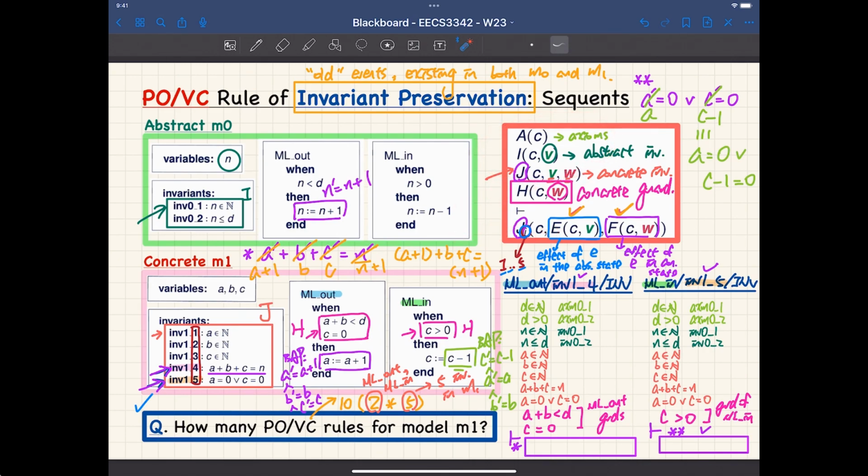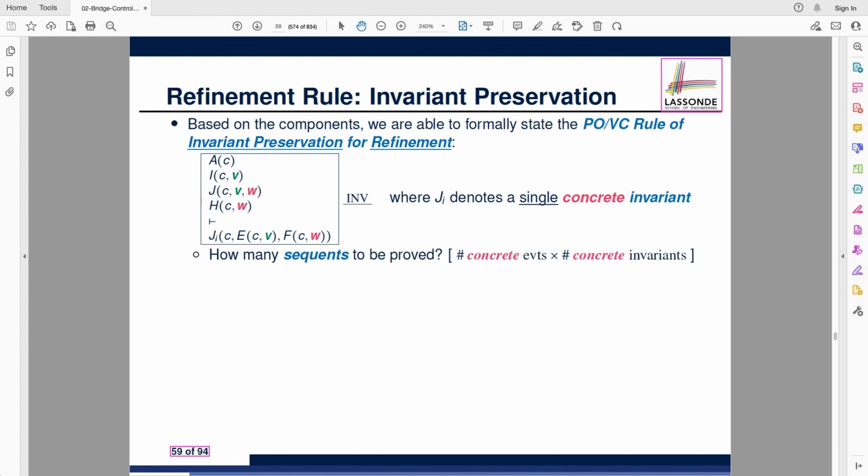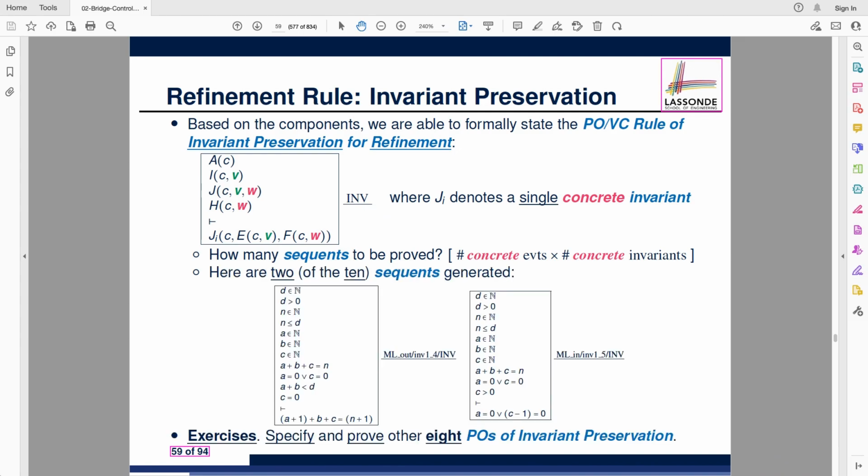It's also an exercise that's set in the slides. Okay, good. Yeah, the exercise is over here at the bottom. Yeah, prove the other 8. So here 8 is a magic number because it's 10 in total. We only got 2, so we got another 8.